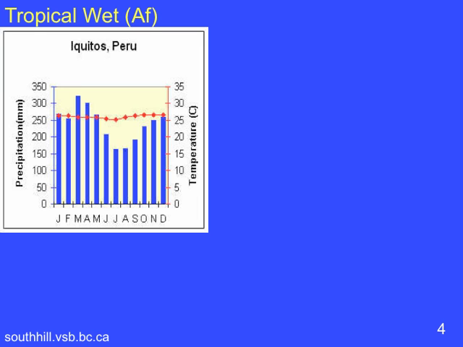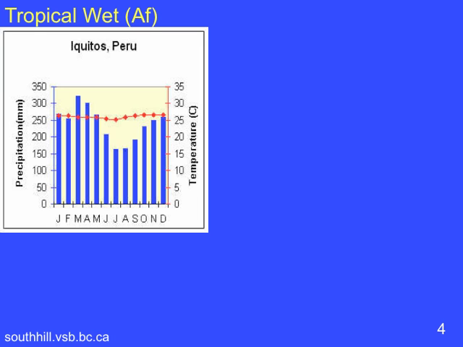The right vertical axis has temperature in degrees C on it, and that corresponds to that red line with the little red diamonds in it. Okay, so notice throughout the year how almost perfectly straight that temperature line is. In other words, if you take your average daily temperature every single day and average that into a month, there is almost no change in temperature in this climograph for Iquitos.